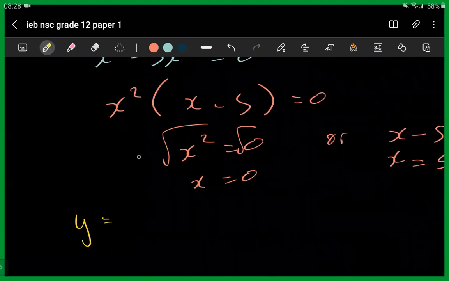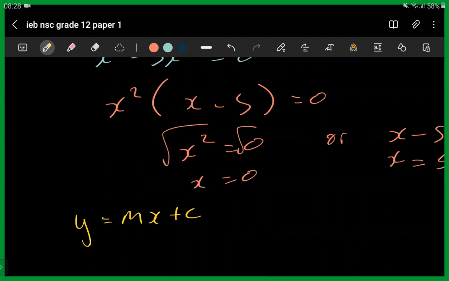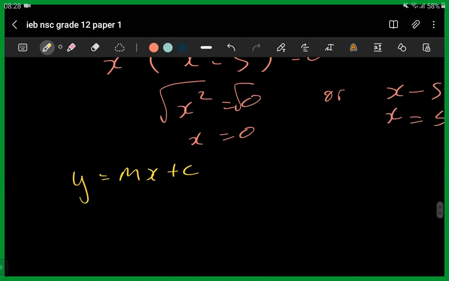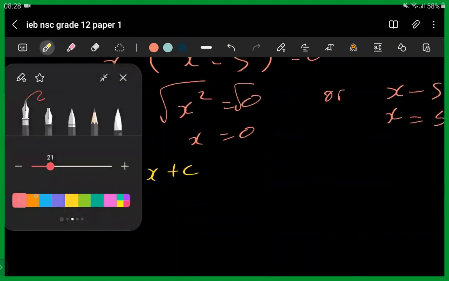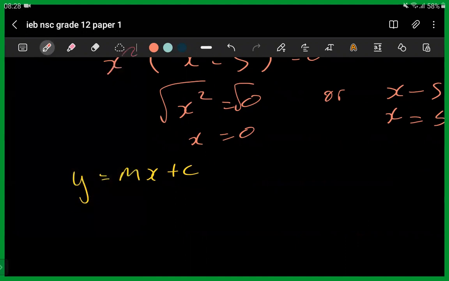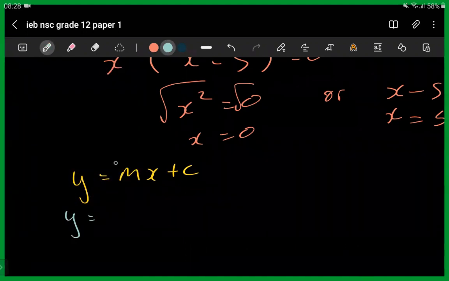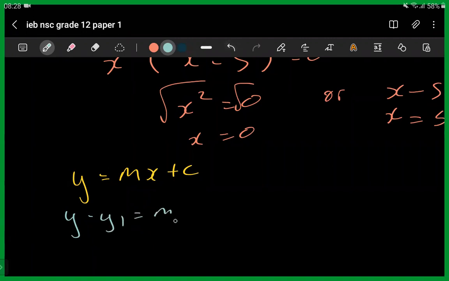The reason we need that is because if you want the equation of our tangent, the standard form of any straight line is mx plus c. So we need a gradient and a y-intercept. Fortunately, we can use this format: y minus y1 is equal to m times x minus x1.